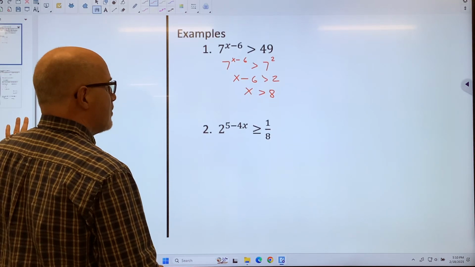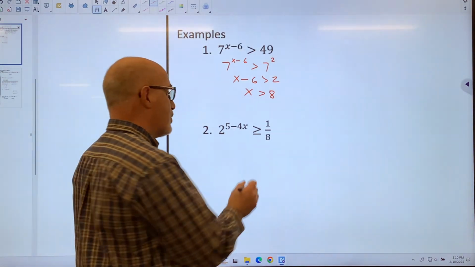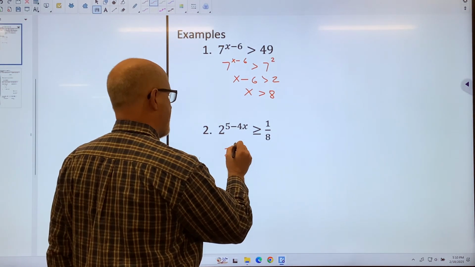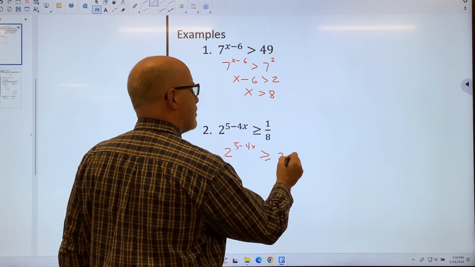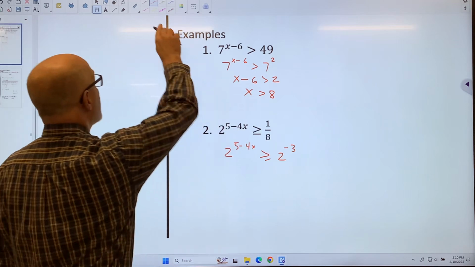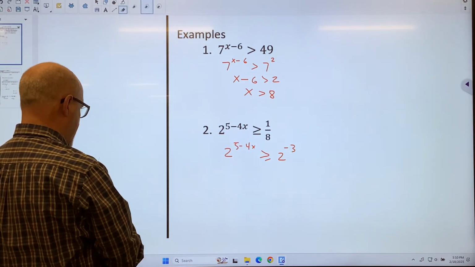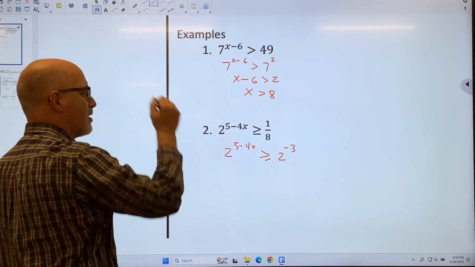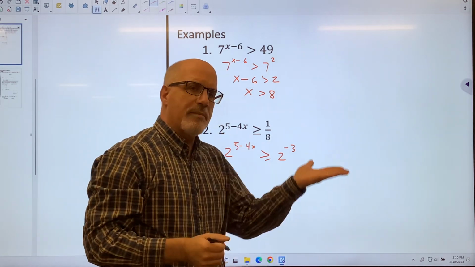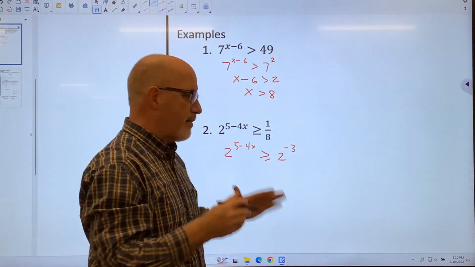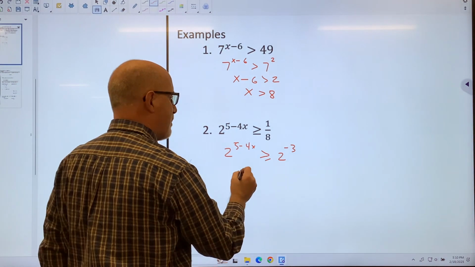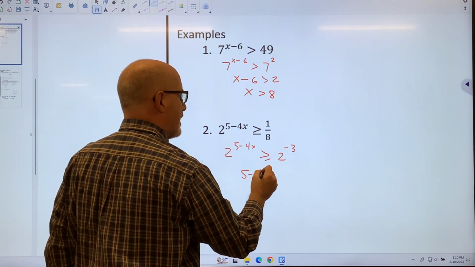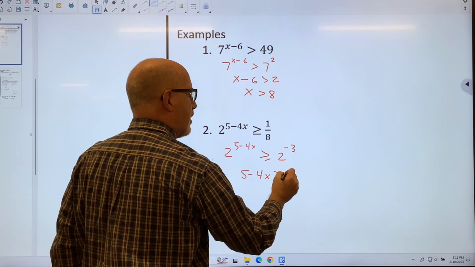Notice that I'm going to use here a base of 2, so I'm going to have 2 to the 5 minus 4x is greater than or equal to 2 to the negative third. Now notice that negative third comes from 8 being 2 to the third, and then when you move it up to the numerator, it becomes a negative. Now we have the same base, it's larger than 1. We're going to drop the bases, just set up the exponents in the inequality.